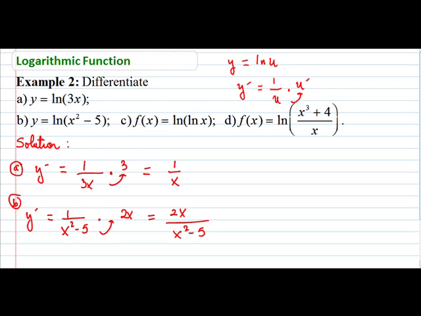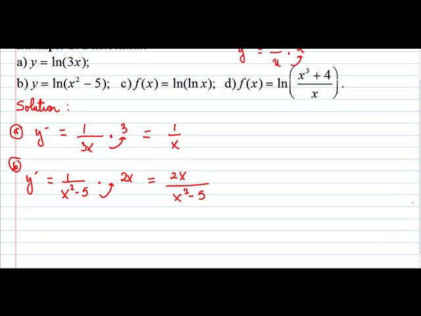I'm done for B. For C, I have f of x equal to ln of ln x. This whole thing here is my argument. This whole thing here is my u. So therefore, f prime will be 1 over the argument, which is ln x. Now because my argument is a function of x, therefore I have to use the chain rule, or complicated, by multiplying the derivative of this, which is 1 over x.